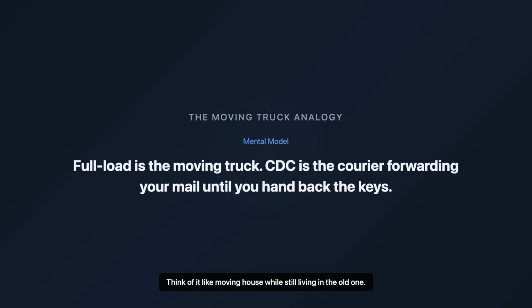Think of it like moving house while still living in the old one. The moving truck, that's the full load, takes every piece of furniture you own to the new address. Then a courier, that's CDC, keeps shuttling any new mail or packages that arrive at the old place until you finally hand back the keys. You never had to sleep on the street.